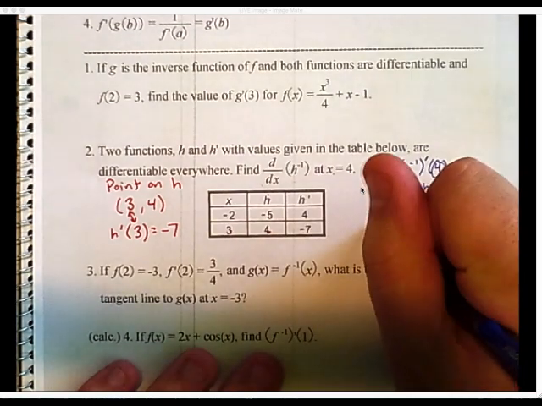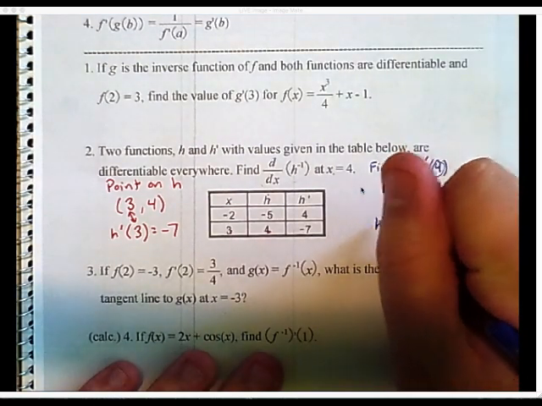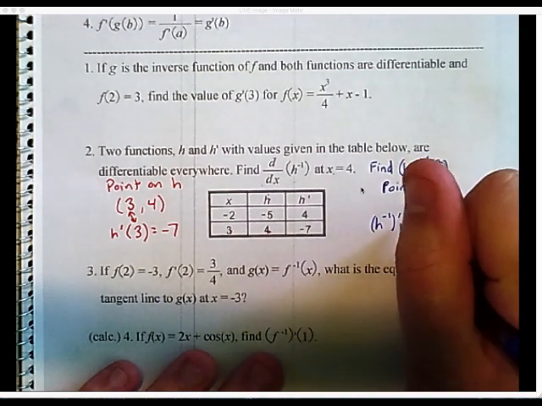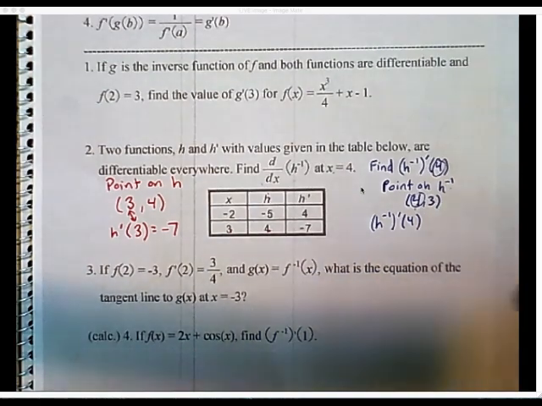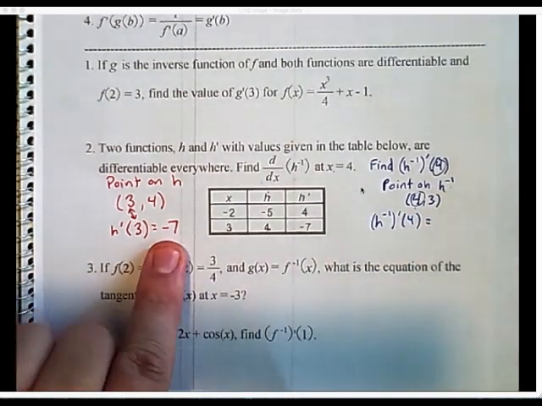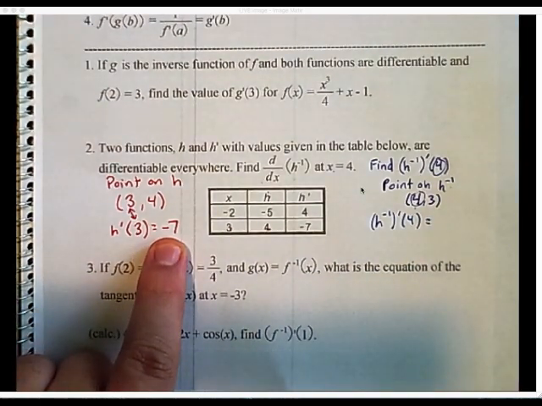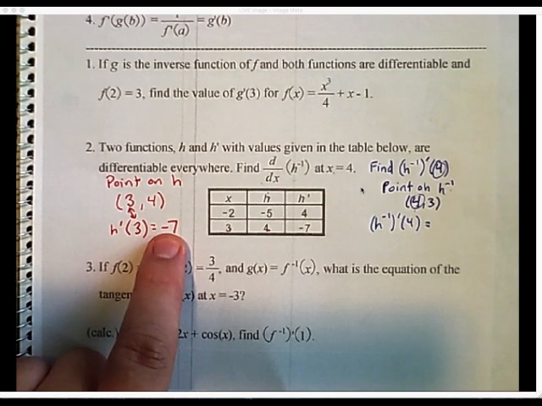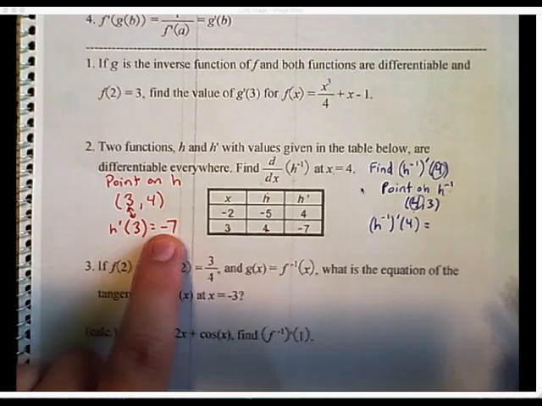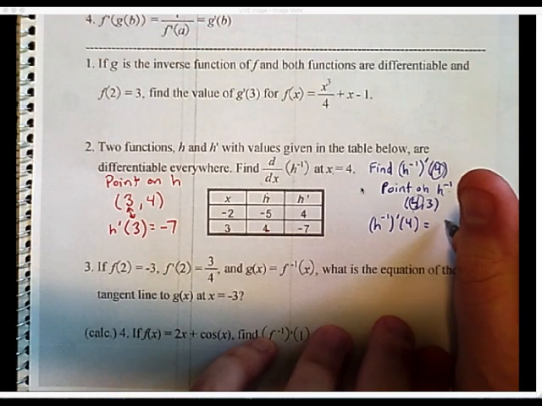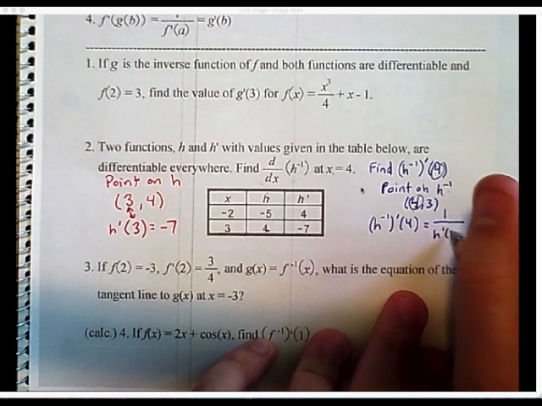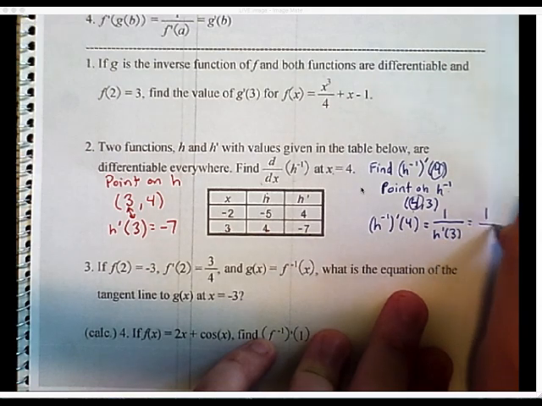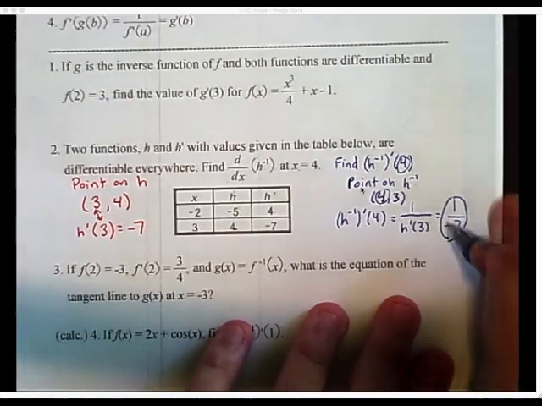Therefore, the derivative of the inverse at this x value would be the reciprocal to this. Okay, it would be the reciprocal to -7. I'll write it like this: it would be 1 over h prime at 3. So it would be 1 over -7. So -1/7 would be the answer there.